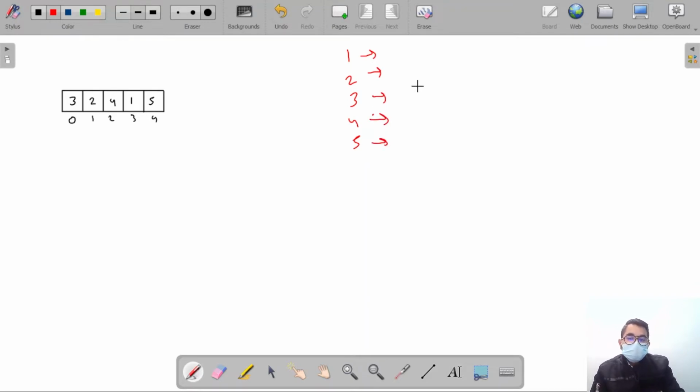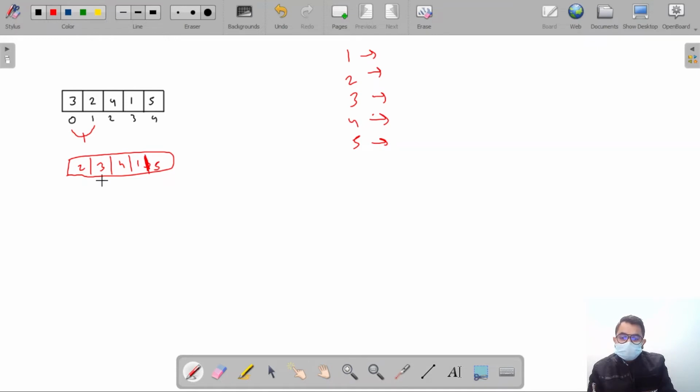Okay, if you remember bubble sort, what were we doing in that? We were just swapping immediate neighbors and moving our largest number to the right. Okay, so let's start doing that. Is 3 greater than 2? Yes, we are going to swap here. So 2, 3, 4, 1, 5.